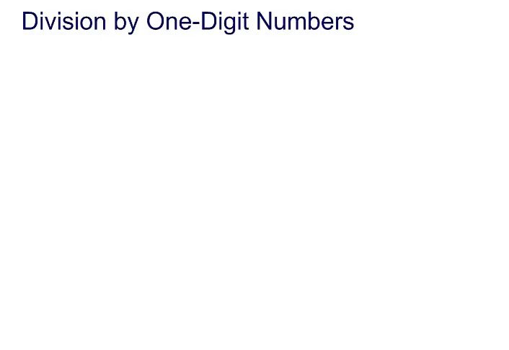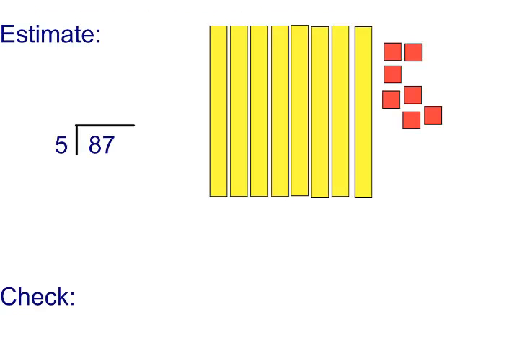Today we're going to do a lesson on division by one-digit numbers. The first thing we should always do is an estimate. I know that 87 divided by 5, 87 is my dividend, so I have 87 units here, 8 ten bars and 7 units. I can divide by 5, so the easiest thing to do is to rewrite it and change the 87 to something I know 5 goes into evenly.